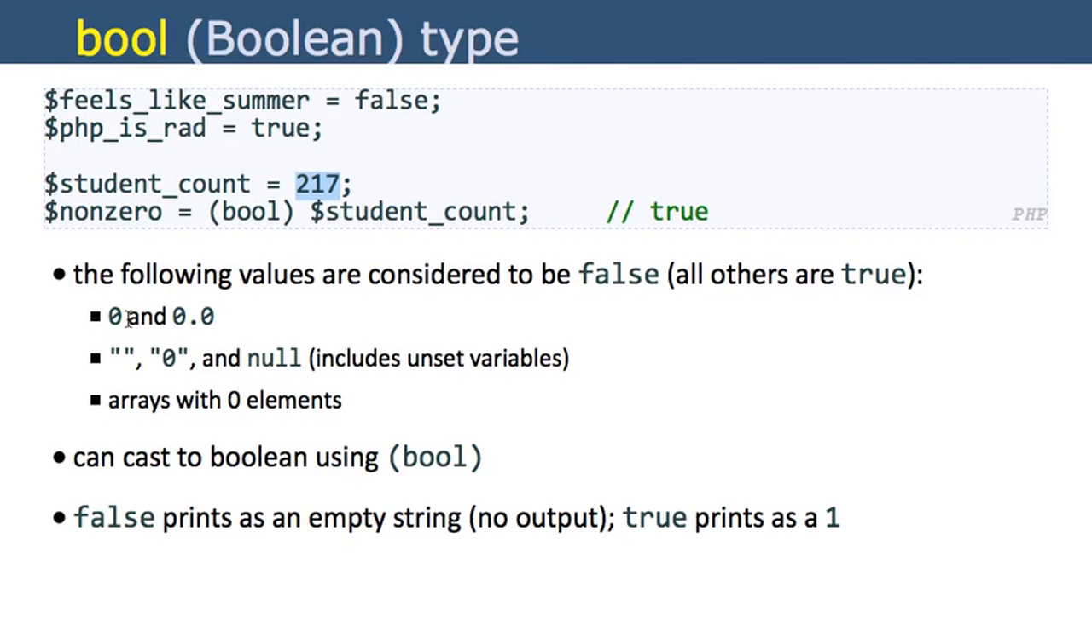Basically anything that's truthy is anything that's not falsy. And the things that are falsy are the int 0, the float 0.0, the empty string, the 0 string, which is interesting, and then null, and arrays with 0 elements, which is also interesting. So all of those are falsy. Anything else will evaluate to true. So if you just put anything with a truthy value in the condition, it'll evaluate to true.